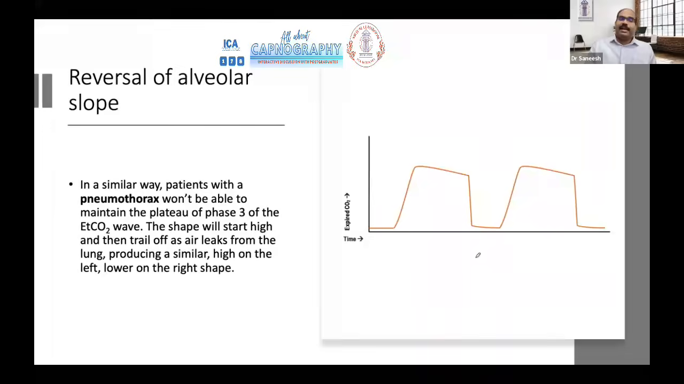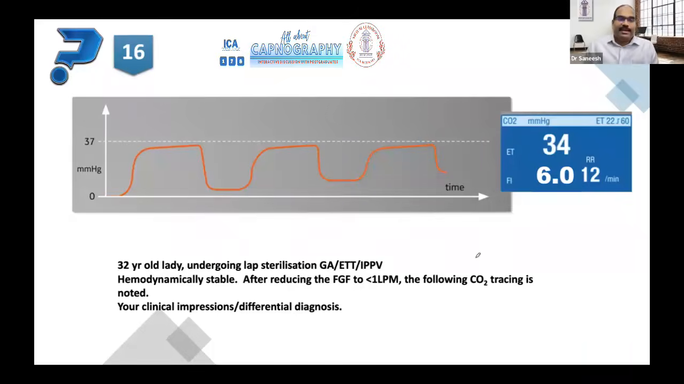Definitely, as Dr. Richa has mentioned, patients with pneumothorax won't be able to maintain the plateau in phase 3. The shape will start high and then tail off as air leaks from the lung, producing a shape that is high on the left and lower on the right. So the curve is leaning towards the wrong side. Immediately what should come to mind is emphysema and its complications like pneumothorax. Nice. I think you would have come across this scenario. We have already discussed the rise in the baseline.